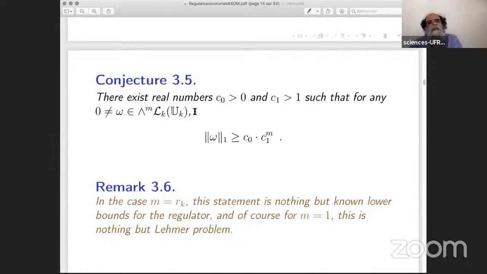And the conjecture was whether there exist two constants, with one bigger than one, such that the L1 norm is bigger than a constant times C to the n. So the prediction is that the growth is like in Zimmer's result, at least exponentially in n, and moreover that the norm goes to infinity. So this conjecture is true for the full unit group. That's Zimmer's theorem, and of course it's completely open for m equal to 1 because then it's again Lehmer's problem.